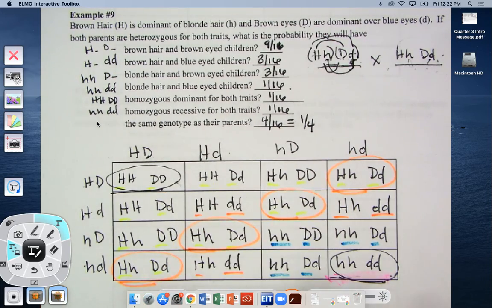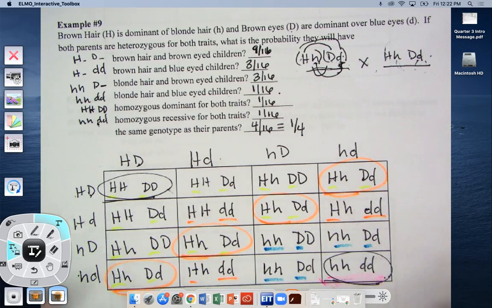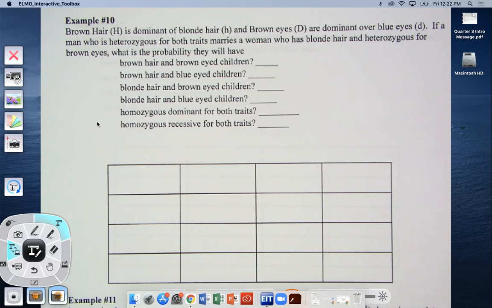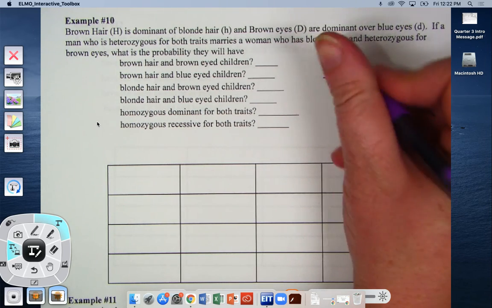This is the biggest of them all, has the most possibilities among the offspring. Now, as soon as you start getting some homozygous traits, then you're going to have fewer possibilities for the offspring. So let's look at our next problem. And this time we still have brown hair and blonde hair, and brown eyes and blue eyes. But now we're going to have a parent that's heterozygous, so that part stays the same.